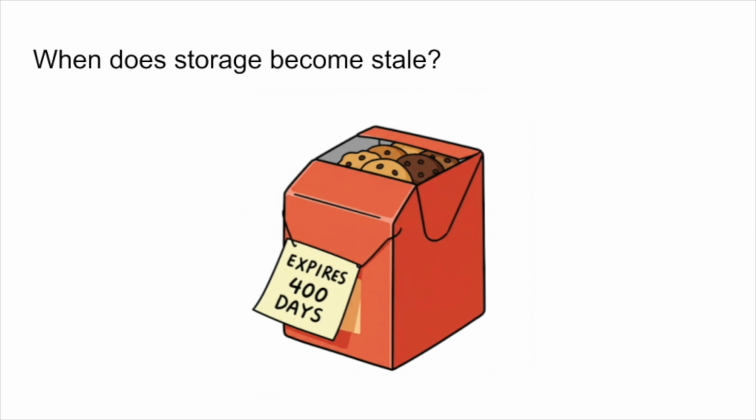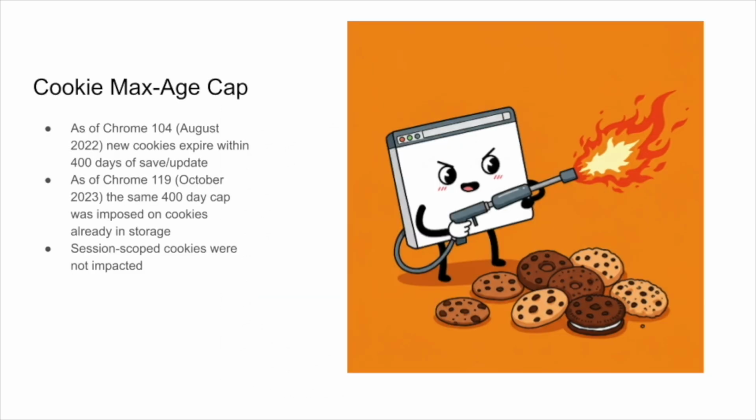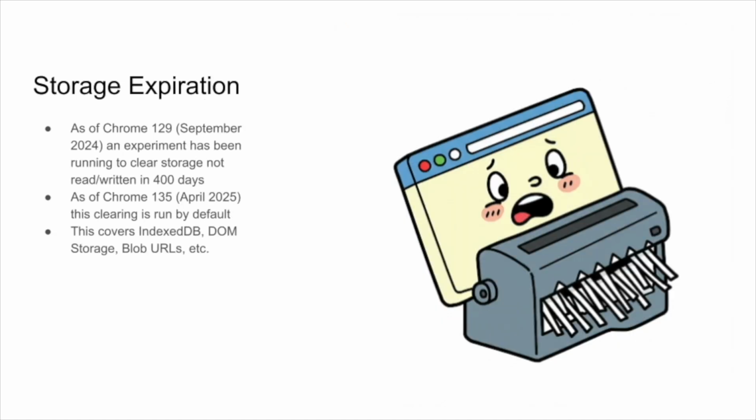So how is this enforced? For cookies, a max age cap has been enforced since 2022 on new cookies that were written. And that has been further enforced retroactively in 2023 on cookies that were already in storage. So you shouldn't expect persistent cookies to stick around for more than 400 days after they were last originally written or updated. But for general, non-cookie storage, there is a new expiration that has been introduced.